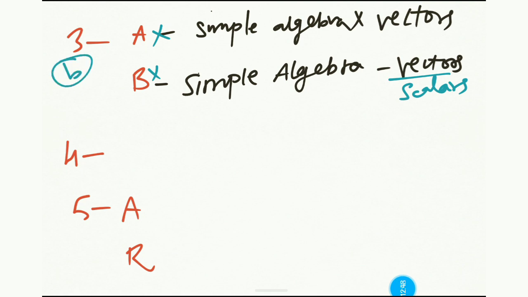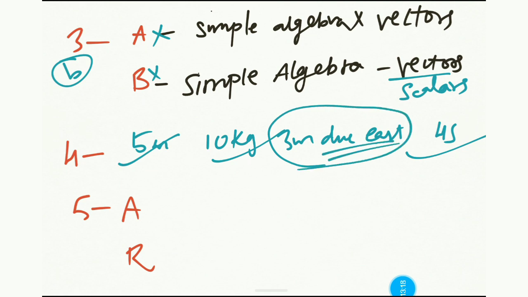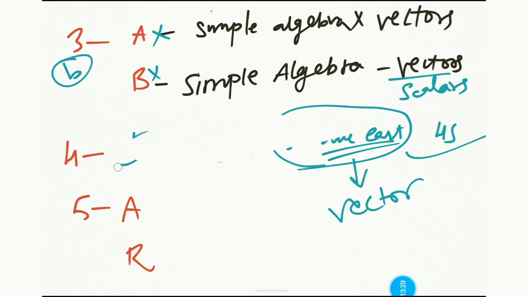Fourth one. Among the following, the quantity which is not a scalar. The options are given as 5 meters, 10 kg, 3 meter due east and 4 seconds. See, for a scalar quantity, we should have magnitude and unit. That's it. Enough. MU format. But for A, C, D, it is like that. Sorry, A, B, D, I'm sorry. For this, additionally, the direction is mentioned. That is not necessary for a scalar quantity. It is a vector quantity. So not a scalar means they are asking for a vector. So the answer is C simply.